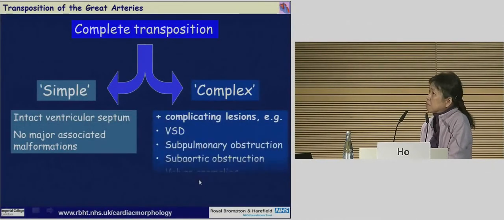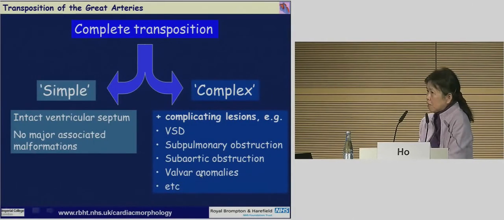So complete transposition is usually described as a simple form and a complex form. So what do we mean by these terms? Simple, usually referring to intact ventricular septum without any major associated malformations, whereas complex is the basic lesion, but associated with other things.